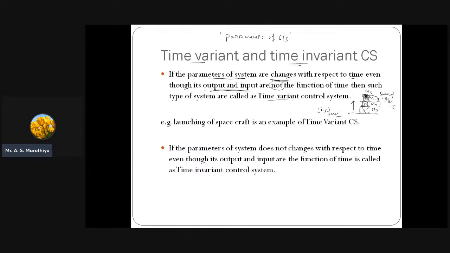So what is invariancy? Invariancy means the system is not going to vary, or the system parameter is not going to vary with respect to time, even though input and output are the function of time. Example is in electrical circuit.